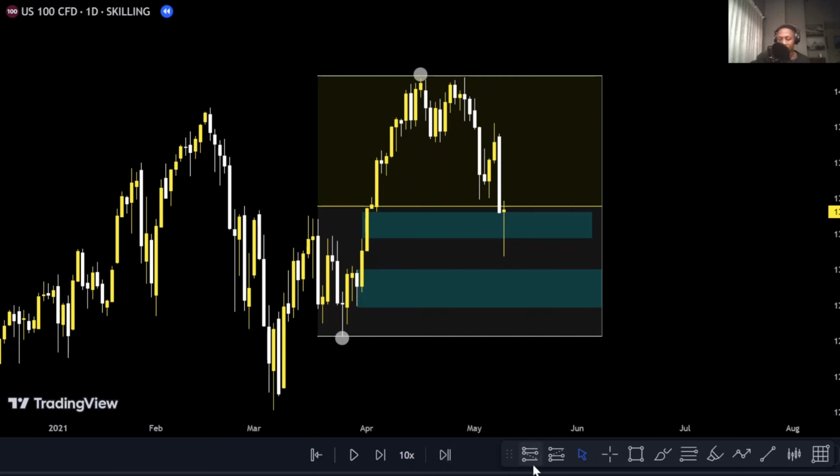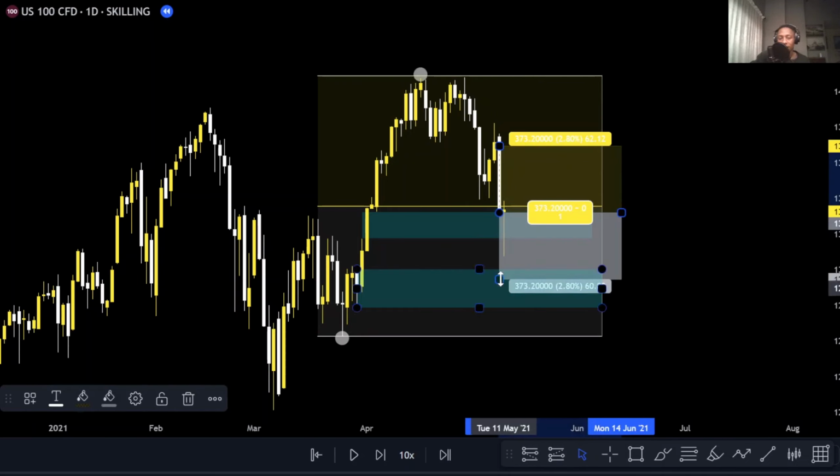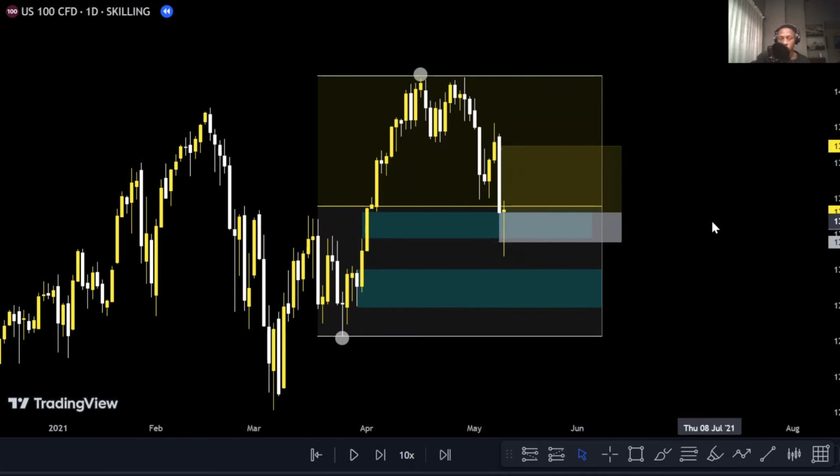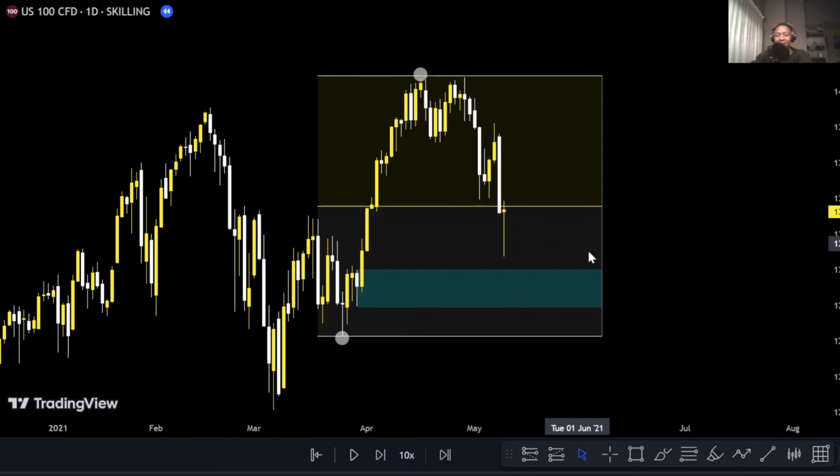Let's say maybe we did take a trade here, right? We risk 1%. Okay, stop loss has been hit. It is what it is. We reevaluate ourselves, right? Okay, cool. We move this thing. We understand that this is still a strong zone to buy.